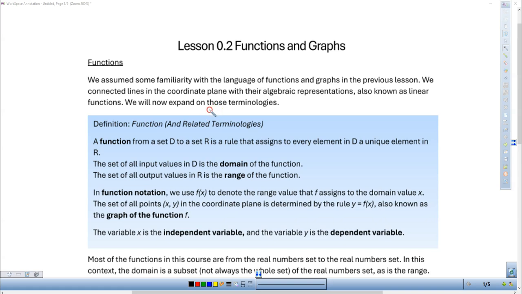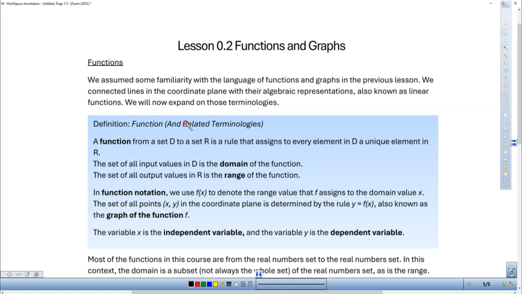And welcome back. As we look at our next review lesson, let's talk about functions and graphs. Previously we had assumed some familiarity with the language of functions and graphs, and we used that to connect lines in the coordinate plane with their algebraic representations so we could create linear functions. Let's expand on those terminologies, though, with some of the language that we're going to need to know.